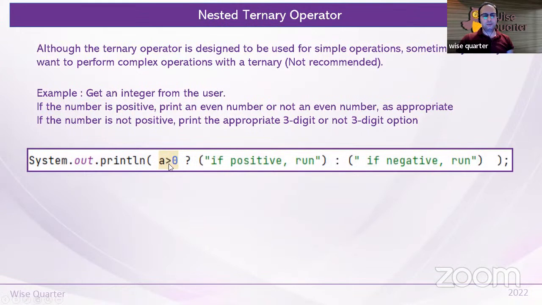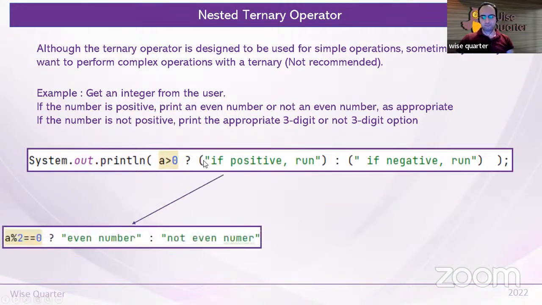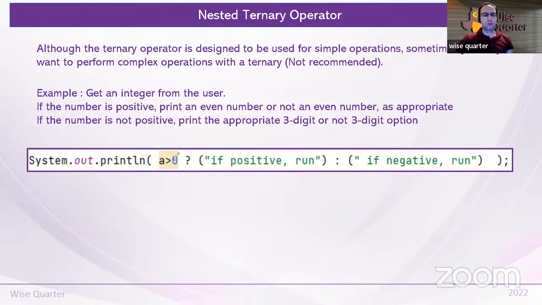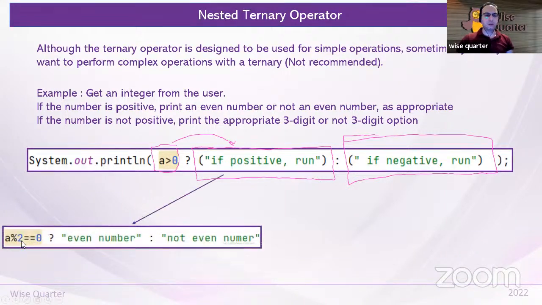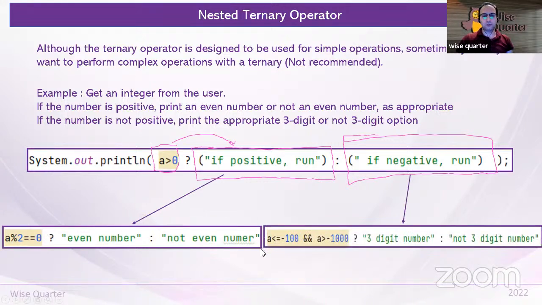You know, the same question, if a is higher than 0, we will write the code here. If it is true, this code will be executed. If it is false, this one will be executed. And here, instead of writing something, I can write another ternary, right? If I write this code here directly, if it is true, this code will be executed. And if it is false, this one will be executed. This is the logic of the nested ternaries.